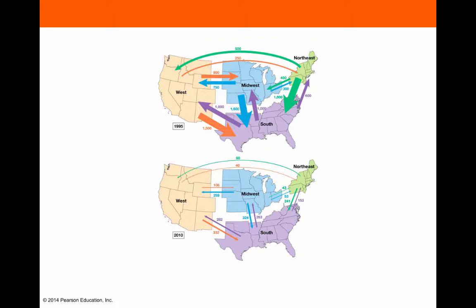Okay, so if we look at these maps, what we can see is the recent interregional migration in the United States. So this is how people are moving from region to region in the U.S. So you see in 1995 where people are moving back and forth from the northeast to the west, from the west to the Midwest, from the south to the Midwest, from the west to the south, from the northeast to the south. And then you can see that there's, to a lesser extent, that moving going on in 2010.